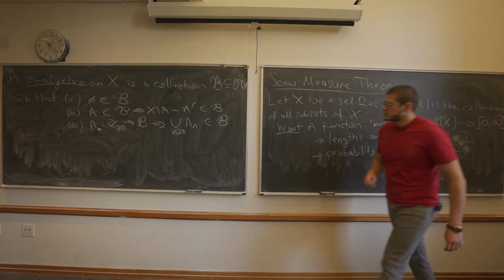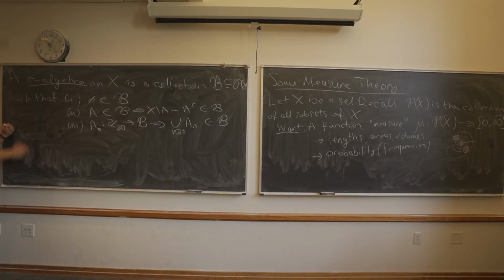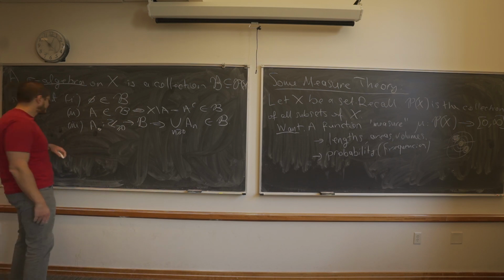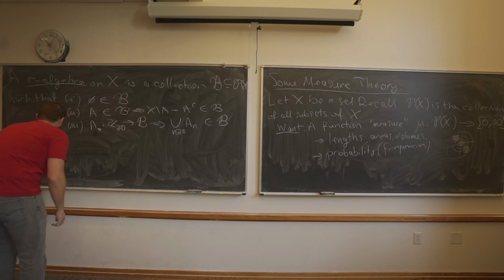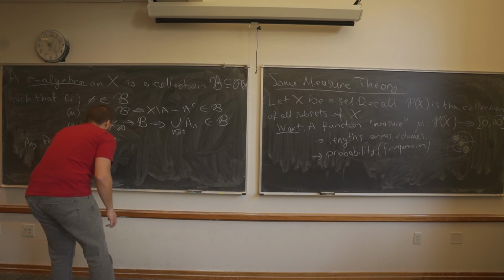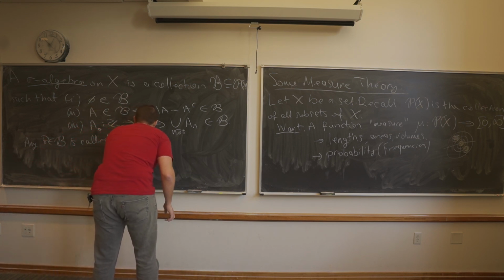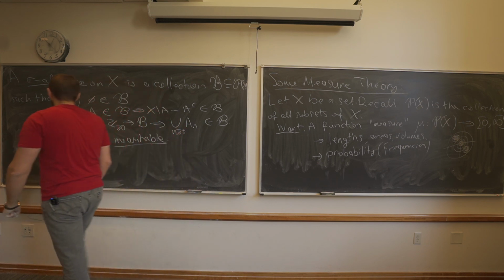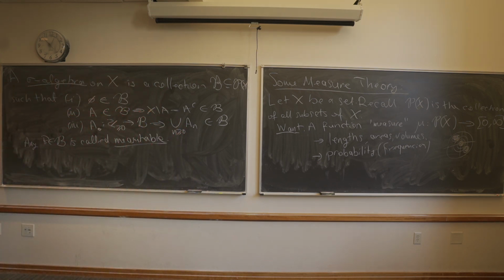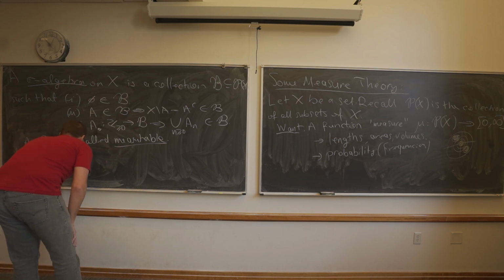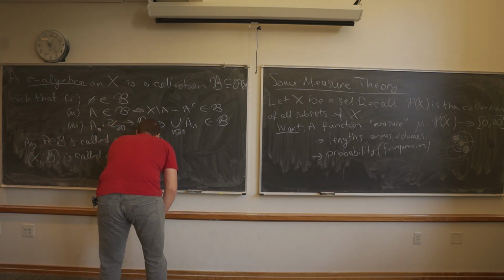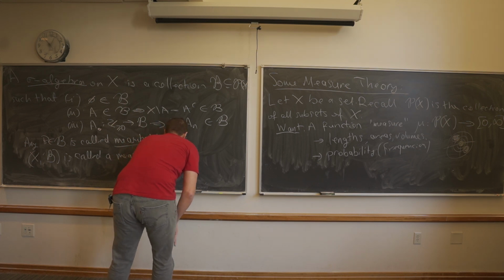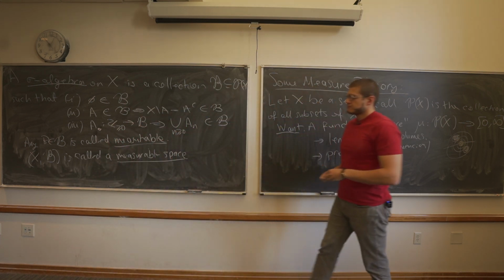And any element in the sigma algebra then is called measurable, or a measurable subset. And a set together with a specified sigma algebra is called a measurable space. Any questions so far?